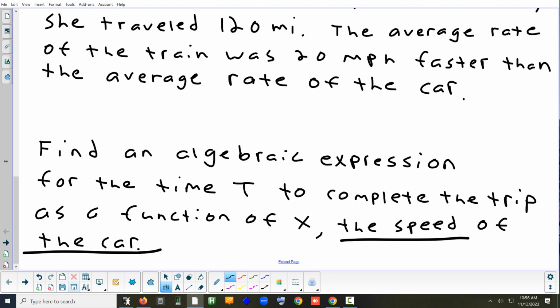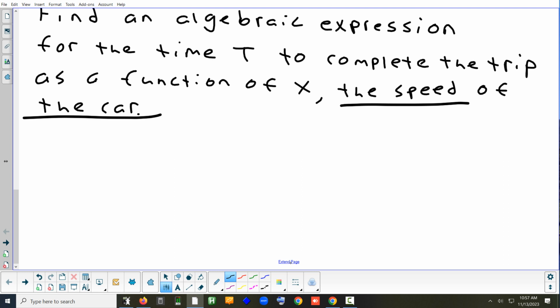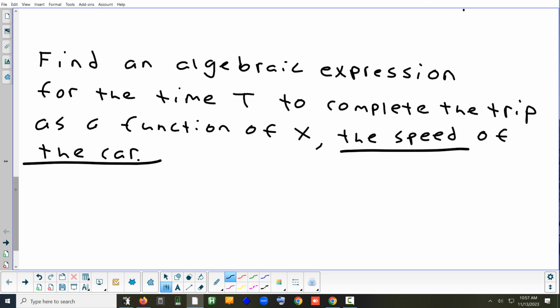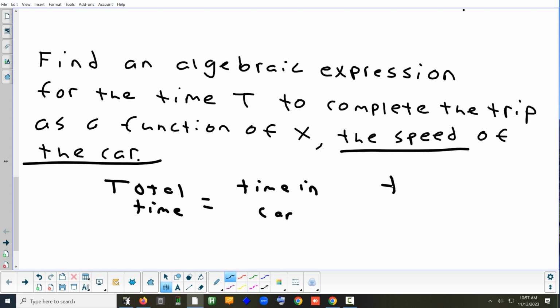Now, how many different modes of transportation is she taking? 2. So she's spending some time in the car, and she's spending some time on the train. So the total time is going to equal, we have to take the time that she spends in the car, and the time she's on the train. And what do we have to do with the two of them? Add them together. So that's the big idea of what we want to do: come up with a formula for the total time.